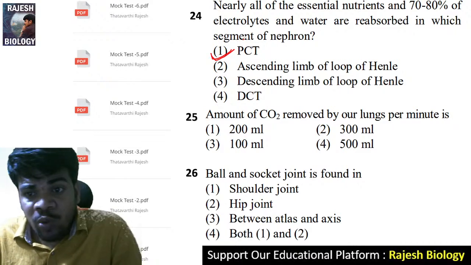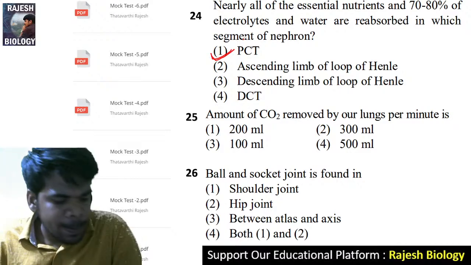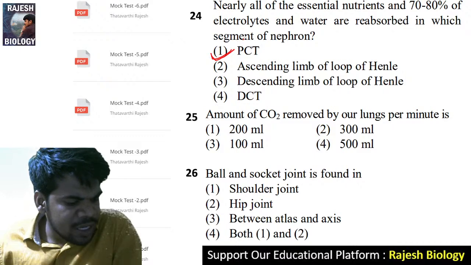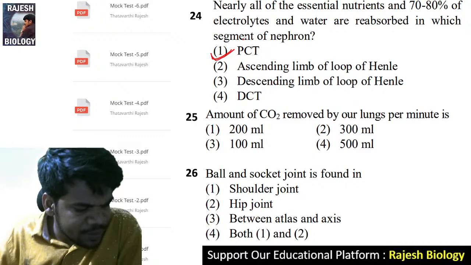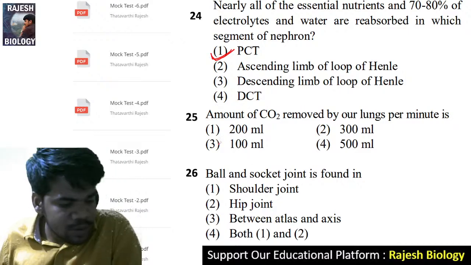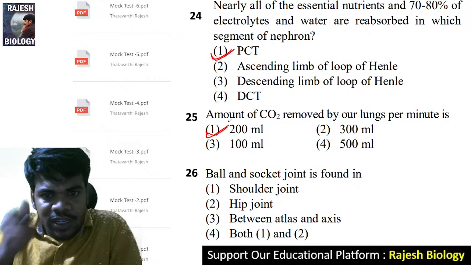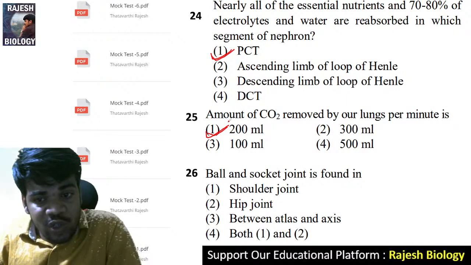The amount of CO2 removed by our lungs per minute is? It is also a very important question. Yeah, Sudhakar, right. Chinnu, right. No, it is not 100, it is 200. Chandrika, 200 ml of CO2 is removed. Ball and socket joint is found in?